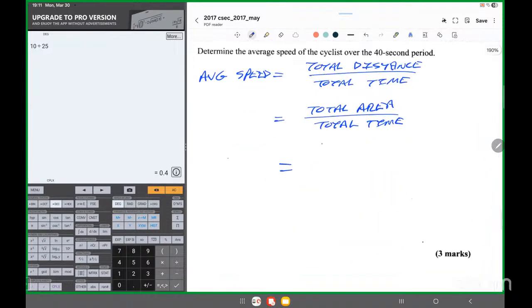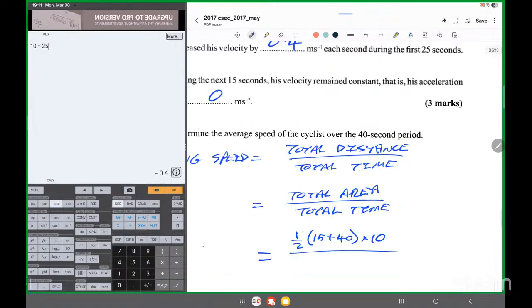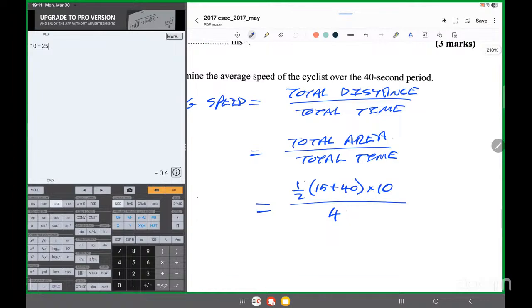So this becomes half of 15 and the 40, half the sum of the parallel sides. The distance between them is 10. And the total time is how much? 40. Total time is 40. So this is the area that I worked with up here. Half the sum of the parallel sides, times the distance between the parallel sides, and then I'm dividing that by total time, which is 40.